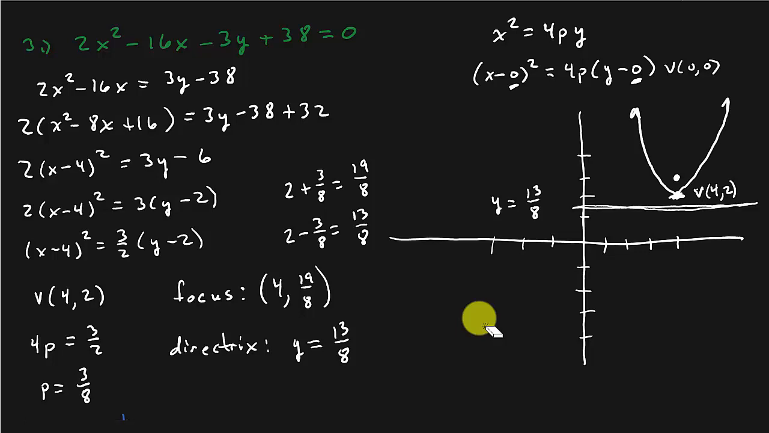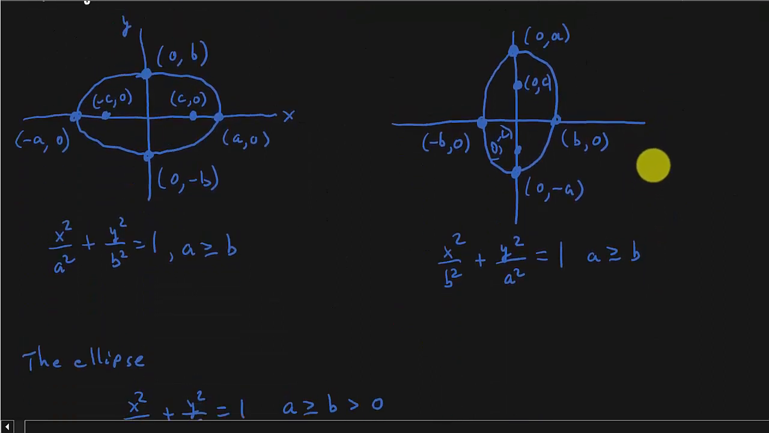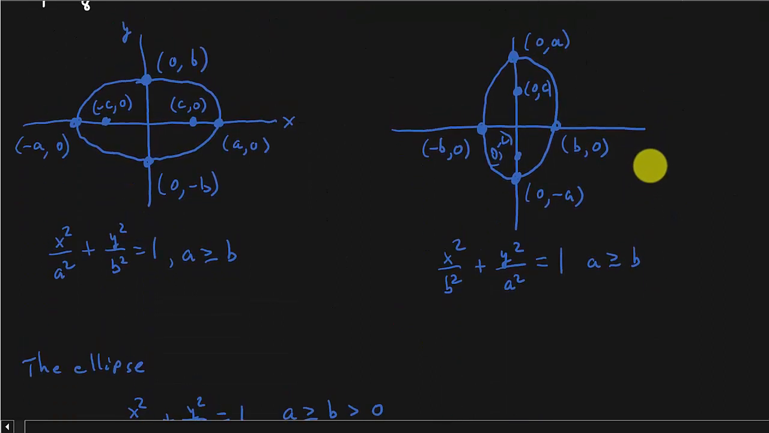Okay. All right, so let's look at our next examples. Oh, now we've got ellipses. All right, so for the ellipse, we have an ellipse here. We have the points (negative a, 0), (a, 0), (0, b), and (0, negative b).